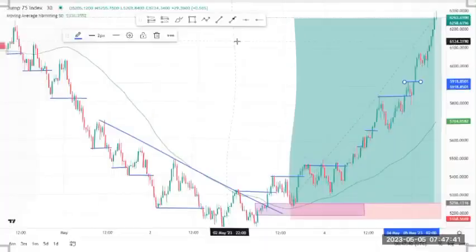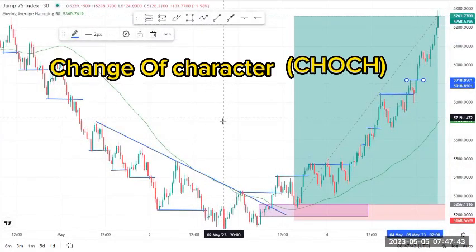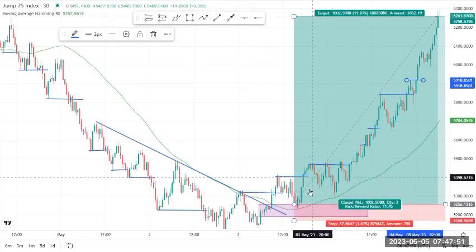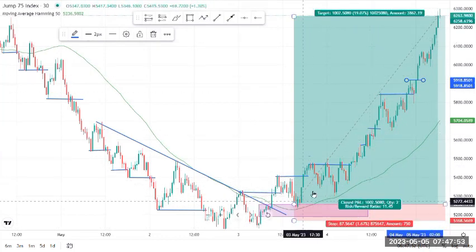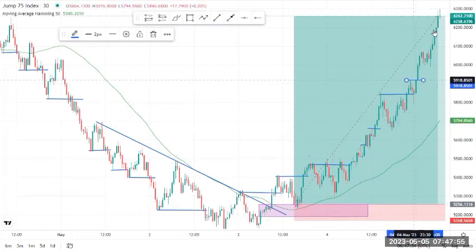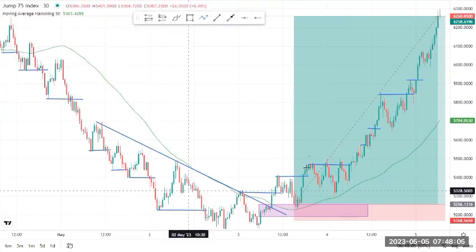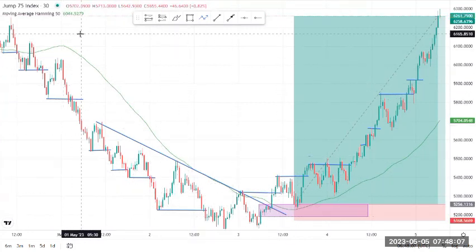Now I want to show you what we call a change of character. Remember, when you understand these things, you'll be able to catch this reversal trend like this. You'll be able to catch it. So change of character is what I want to show you now. Now in the change of character, this is exactly what happened.